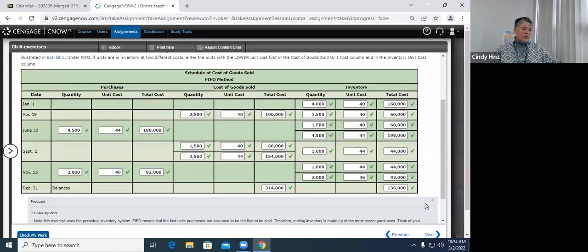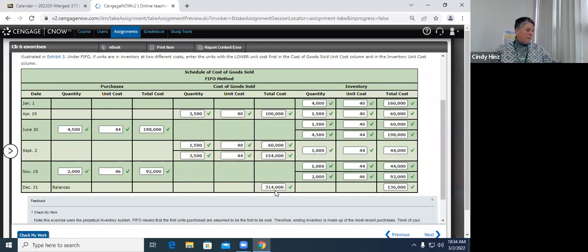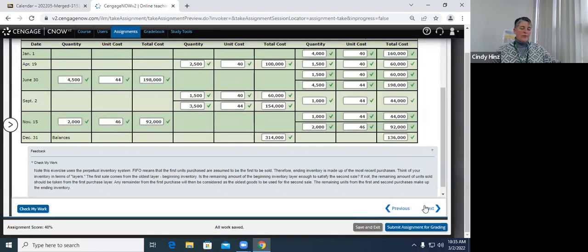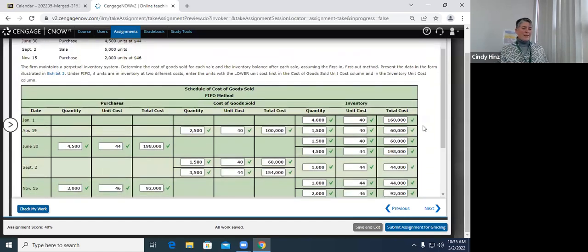If we compare that back to what we had in the previous exercise, you'll notice under FIFO, remember we're in a period of rising prices here. The prices went from 40 to 44 to 46. So in a period of rising prices, FIFO has a lower cost of goods sold, 314 compared to 318. And LIFO has a lower ending inventory, 132 compared to 136. You'll notice they're different by 4,000, and that's true for cost of goods sold and for the ending inventory.